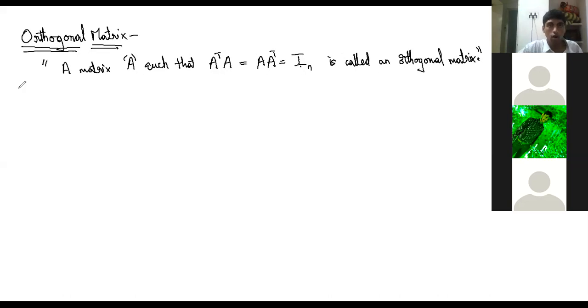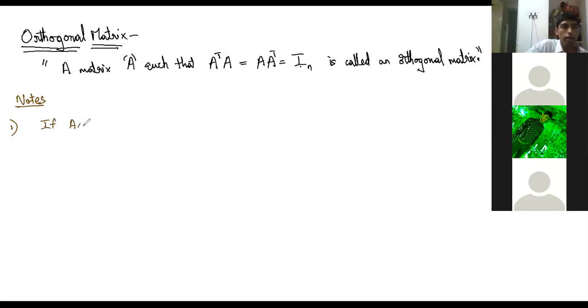So orthogonal matrix. You're multiplying a matrix with its transpose and you're getting the identity matrix. Then you're calling it an orthogonal matrix. Very interesting name. When do you call two vectors orthogonal? When the angle between them is pi by 2, 90 degrees. So just keep that in mind. We'll be using this. So let me just write a few notes.